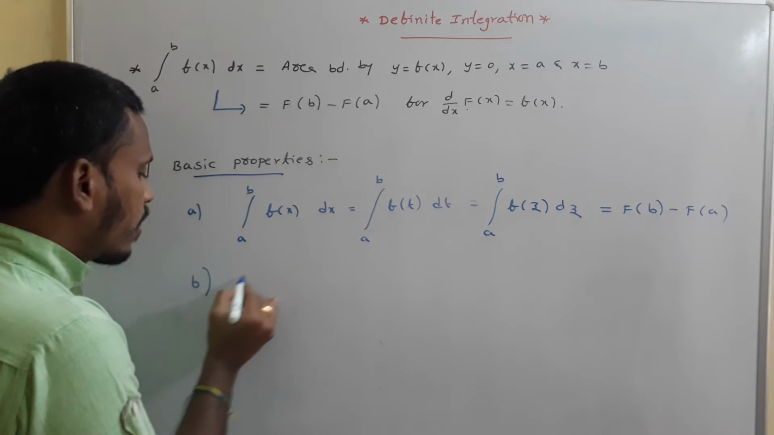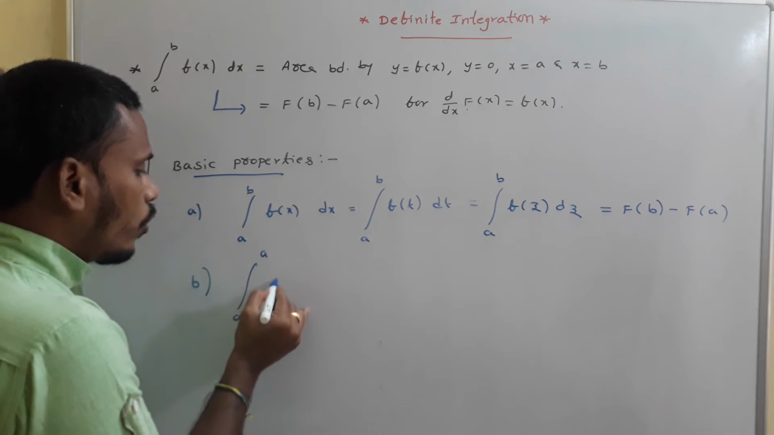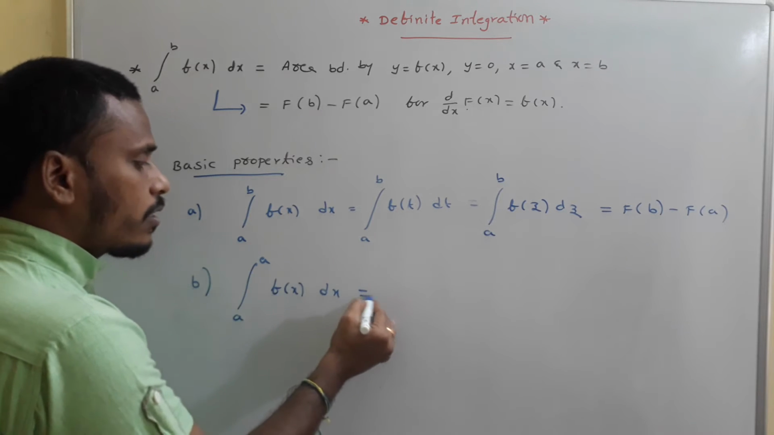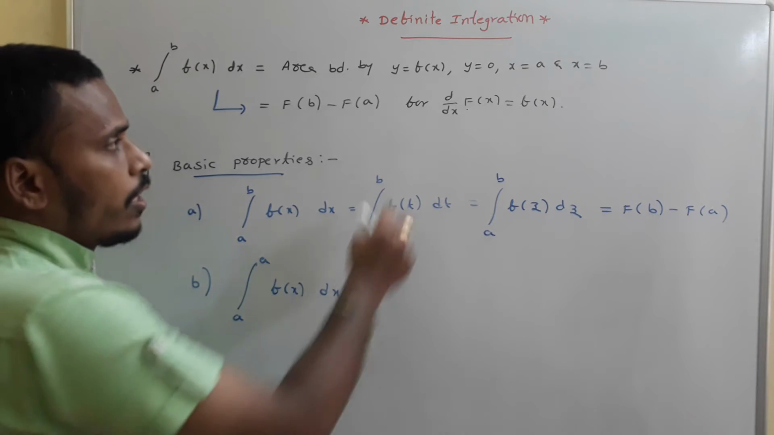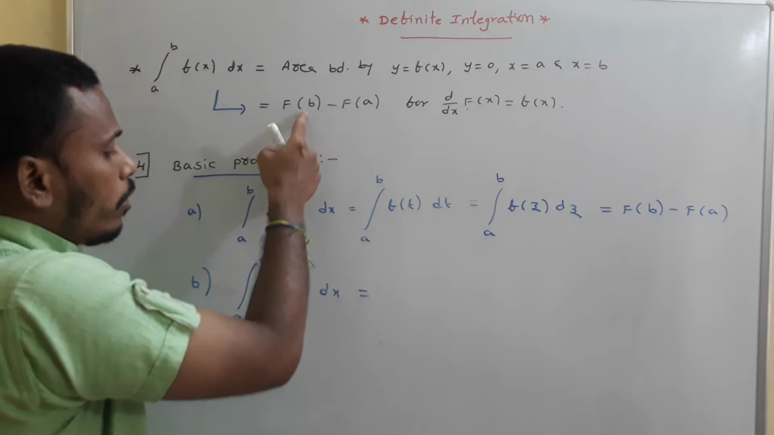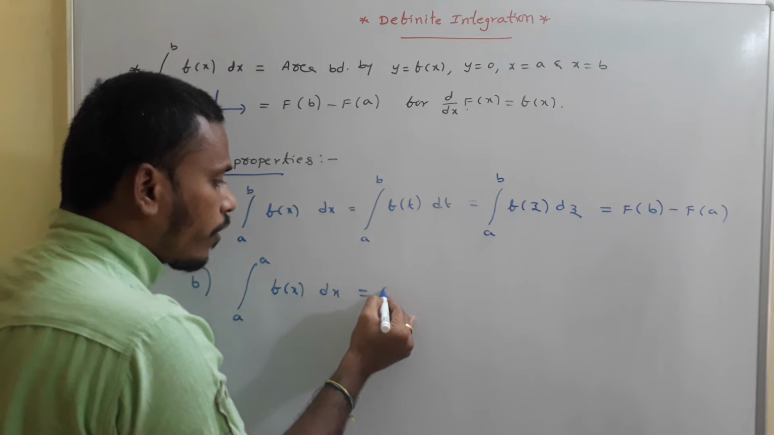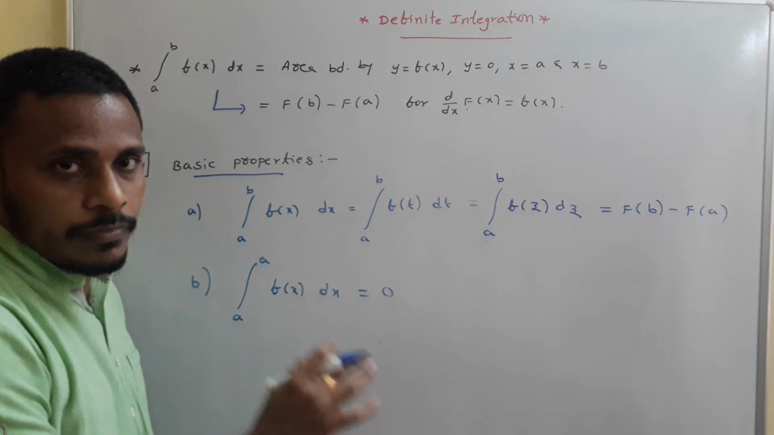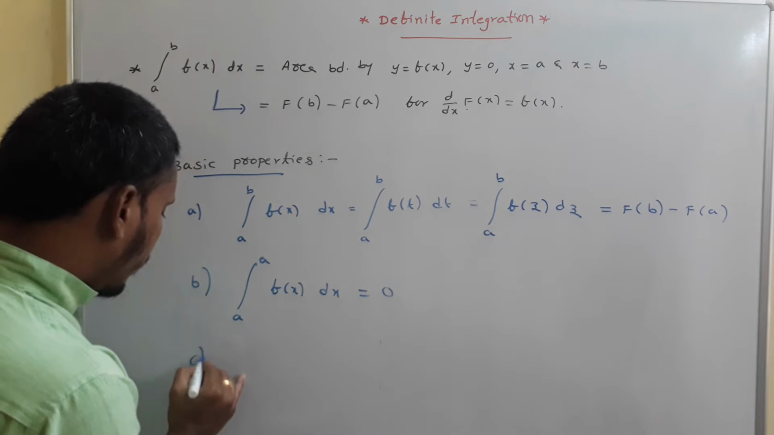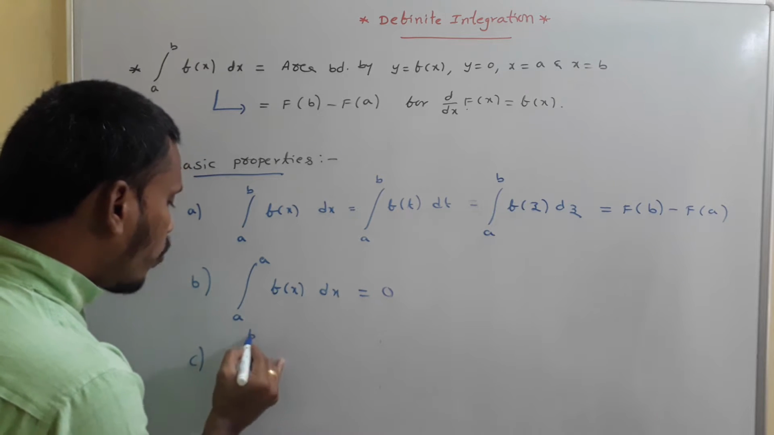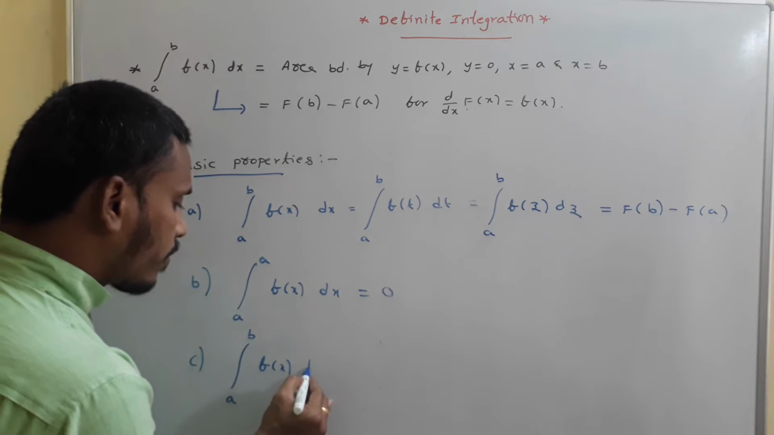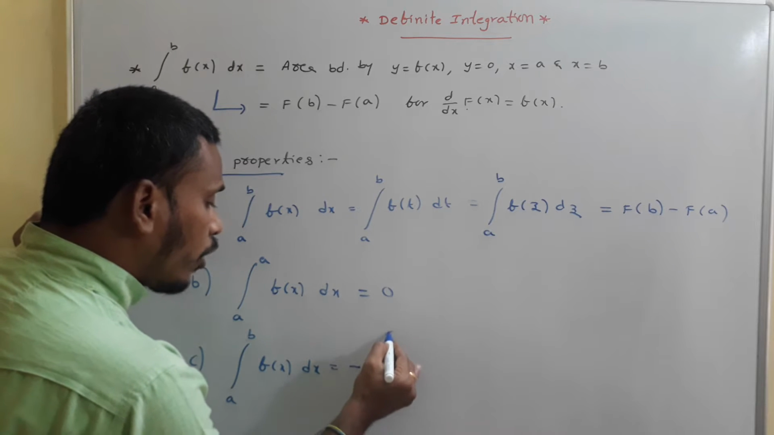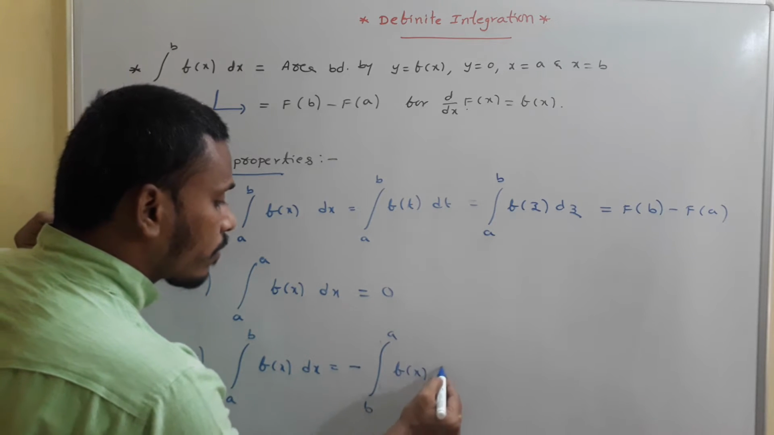And the second thing is integral a to a f of x dx. See, what do you say about integral a to a f of x dx? Just we have b also as a, so F of b minus F of a. So if you replace b with a, F of a minus F of a is 0, right? So integral a to a f of x dx is what? 0. Okay, and the next thing is c, integral a to b f of x dx is equals to minus integral b to a f of x dx. Is it right or wrong?